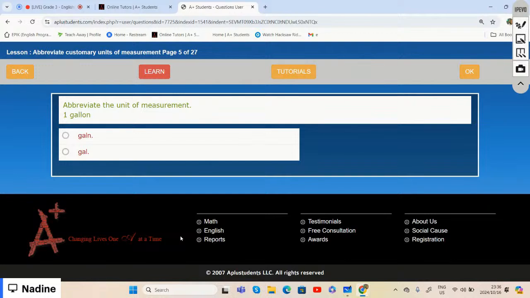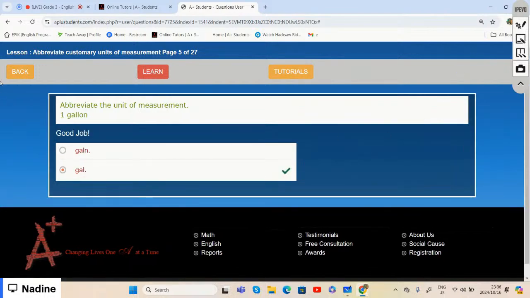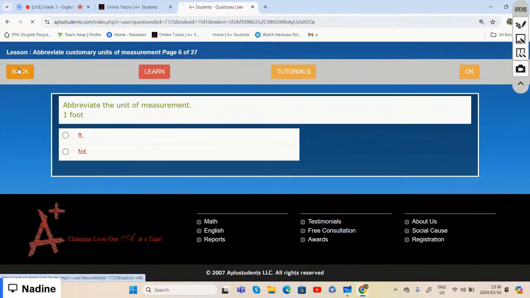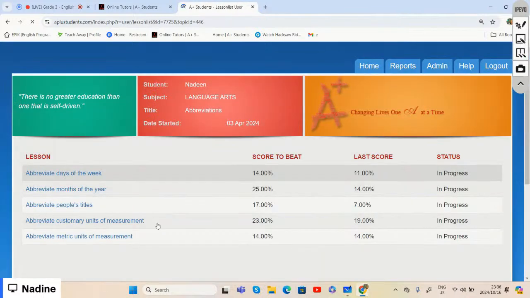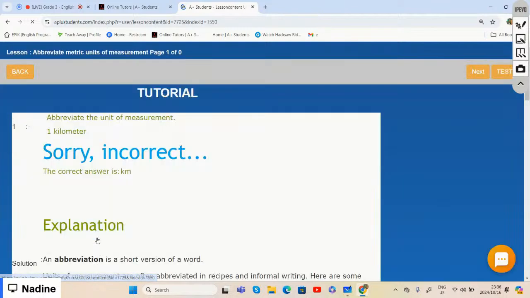So 1 gallon. All right. And if we were to select the correct abbreviation, we would say it's option two for 1 gallon. Well done. All right. So now we're going to the last one, which is metric units of measurements.